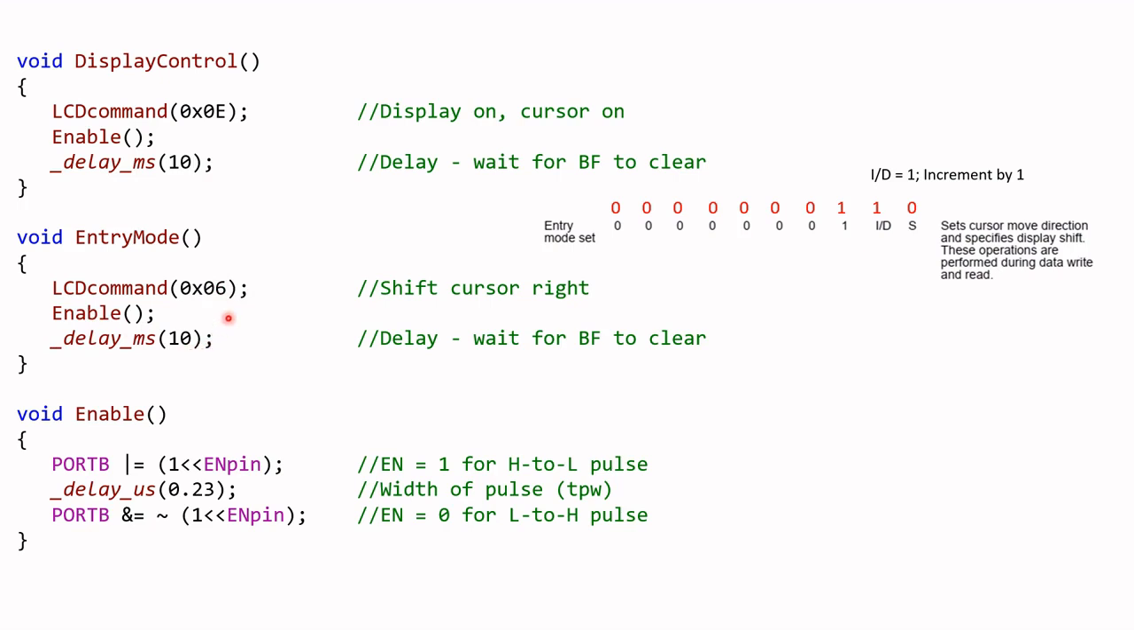So remember, the enable here will send the command to the data pins. Then you have to have a delay of 10 milliseconds to let it complete the operation. If not, the busy flag will still be set to 1, and you can't issue any command until the busy flag is reset to 0. So you need this 10 milliseconds for it to complete the operation. And the enable here, we have explained it earlier.